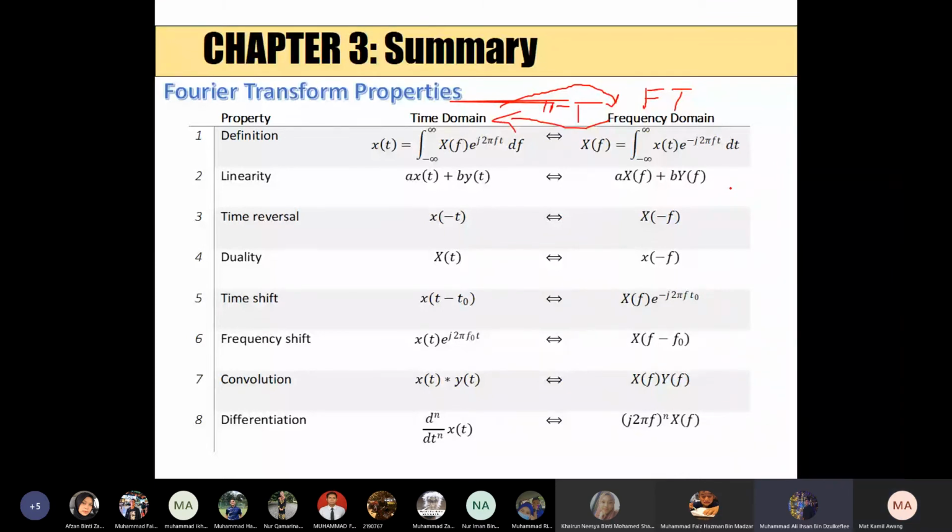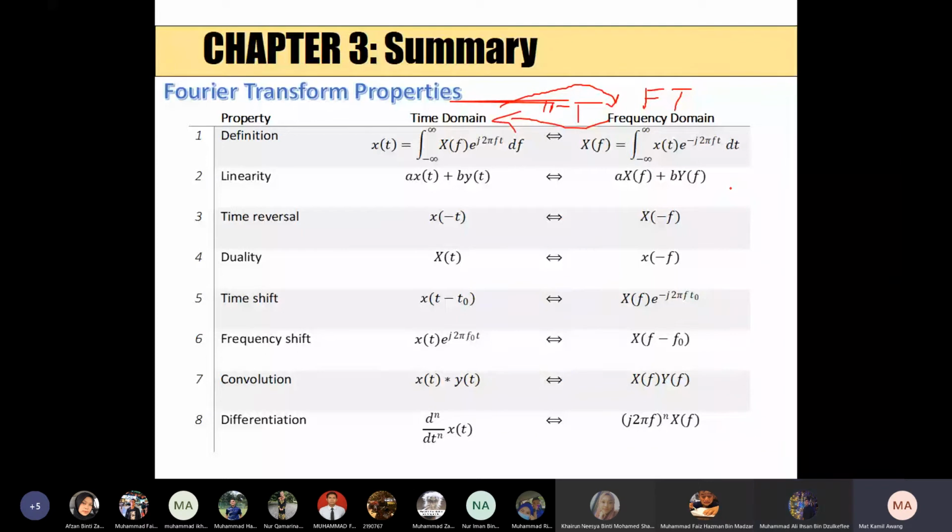The duality: capital X of t is x of minus f. For time shifting, if you shift by a delay of t naught in the time domain, in the frequency domain you have X of f e to the minus j 2 pi f t naught. If you shift in the frequency domain, then in the time domain you have x of t e to the j 2 pi f naught t. That's when you want to do the conversion.